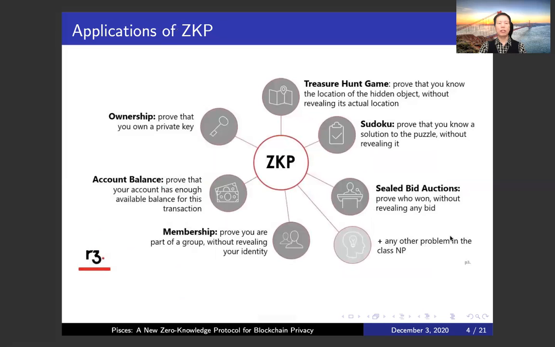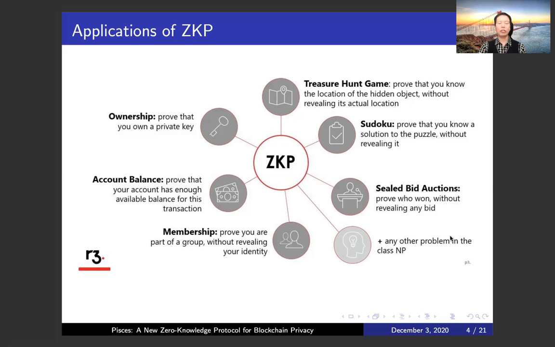In recent years, zero-knowledge proof has had many applications. The first scenario is you can use zero-knowledge proof to prove you are part of a group without revealing your identity. Another scenario is you can use zero-knowledge proof to prove you know a solution to some puzzle without revealing the solution. And also you can prove you know the location of hidden objects without revealing the actual location.